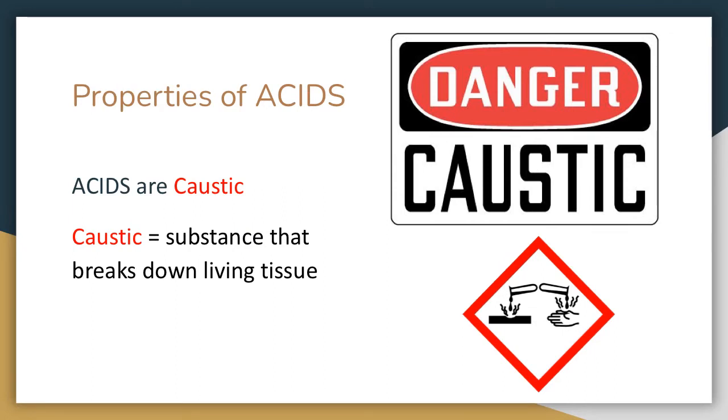Another common property of acids is the fact that they are caustic. You guys may have not heard that term before, but caustic means a substance that breaks down living tissue. Anytime that we have used acids in the lab so far, we've talked about the fact that they are dangerous. So what can they do to you? Well, if you don't have goggles on, of course that acid could get into your eye.